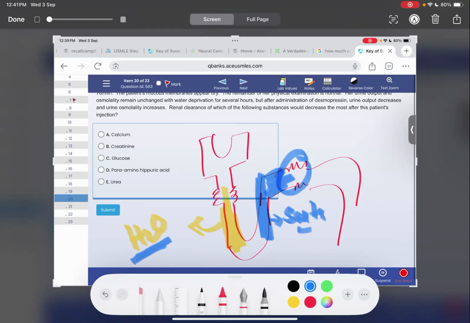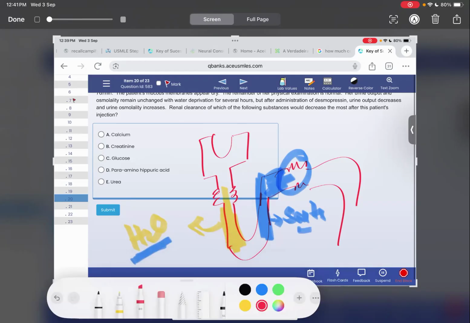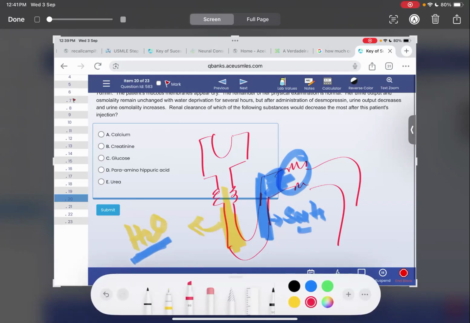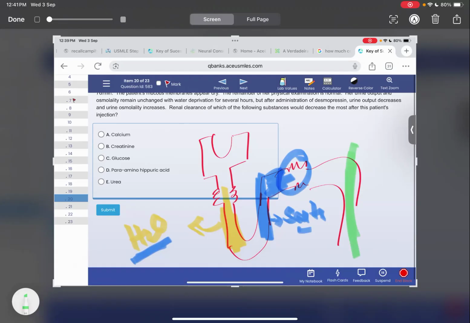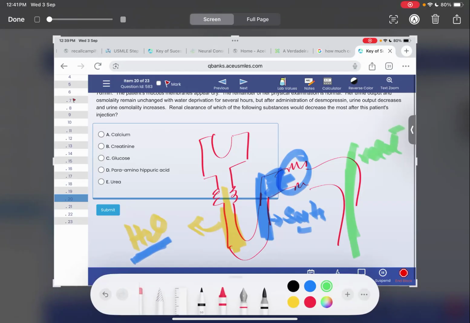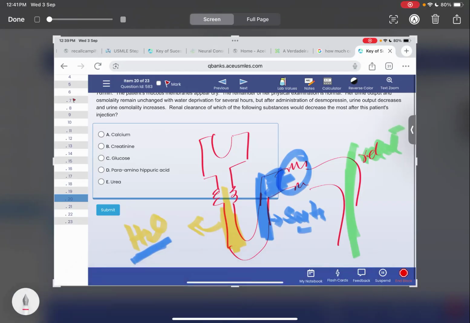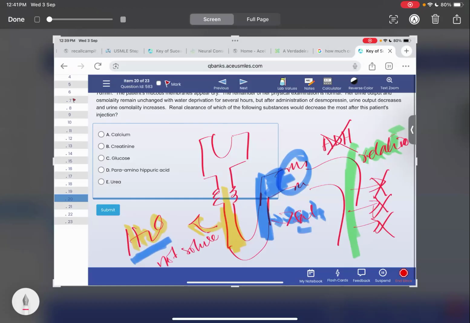And what about the last part, this collecting duct? This is relatively permeable. What does it mean? It is relatively permeable to water. It depends on ADH. If we have ADH, we will have increased permeability. If we don't have ADH, we will have decreased permeability. This is permeable to water, not solutes. This is permeable to salts, not water.